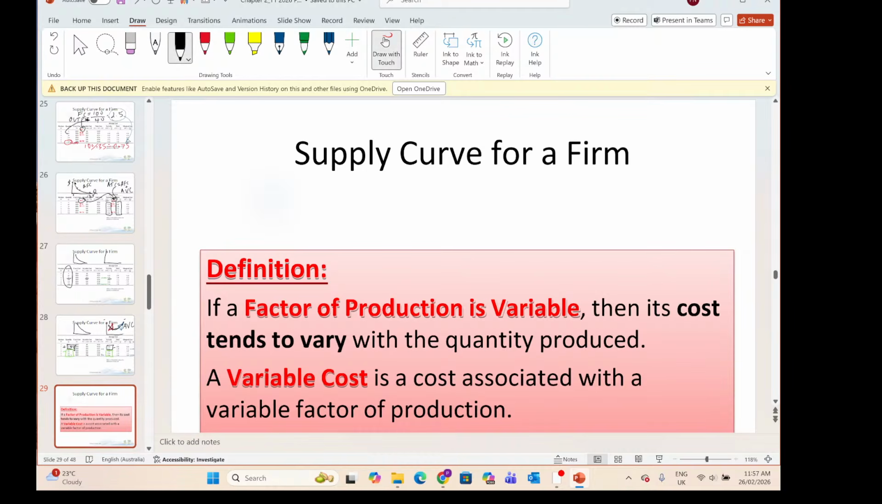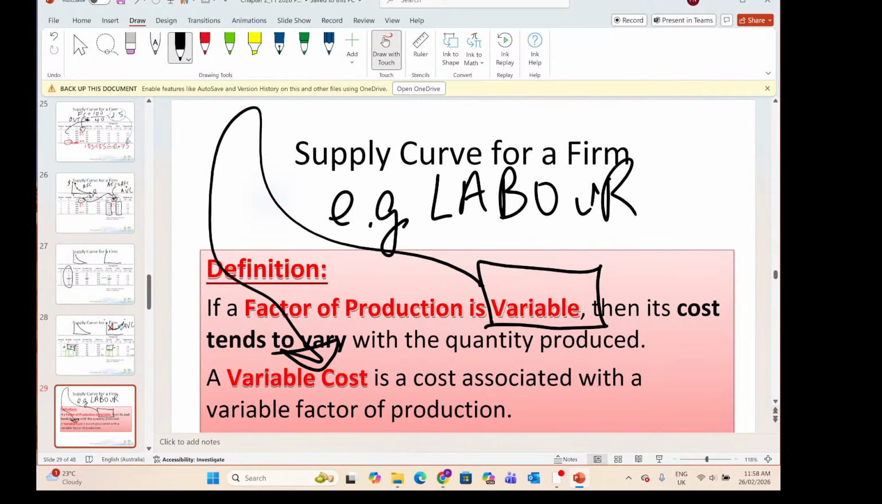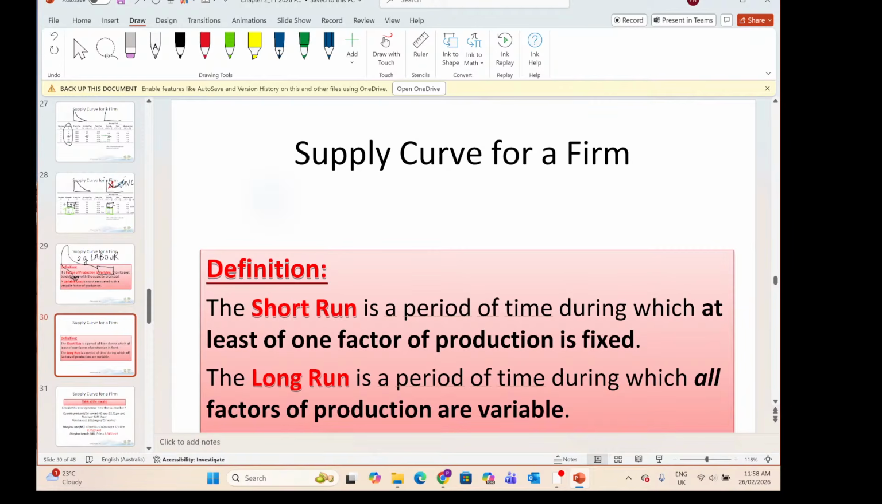So we have fixed resources. We know what they are, the ones that don't change when we vary our output. And then we have variable resources. For example, in most firms, or in many firms, that most variable resource will be its labour. The labour is the variable resource, and of course, that variable resource is what leads to the variable cost. When we buy or hire that variable resource, we generate a cost to the business.